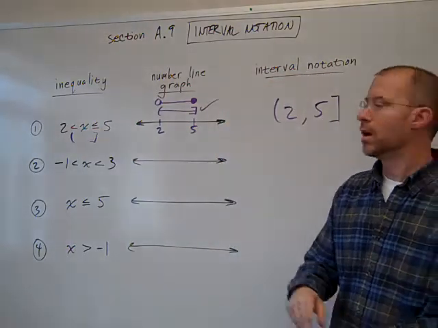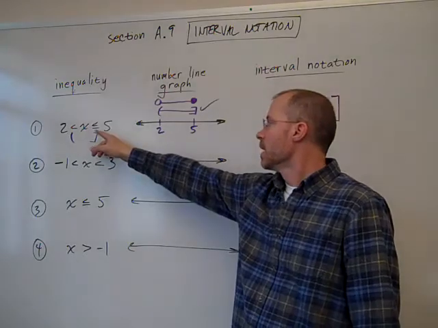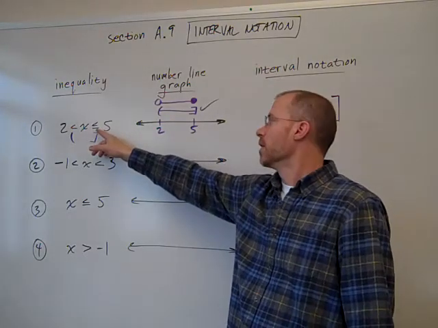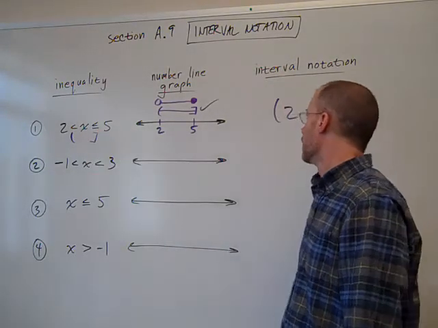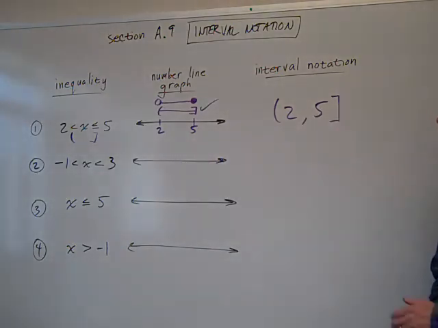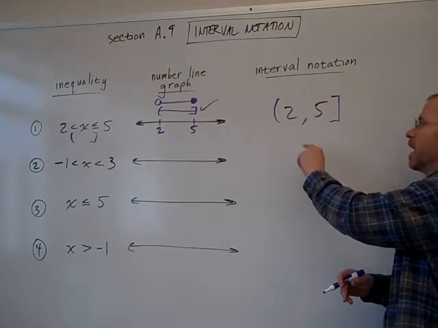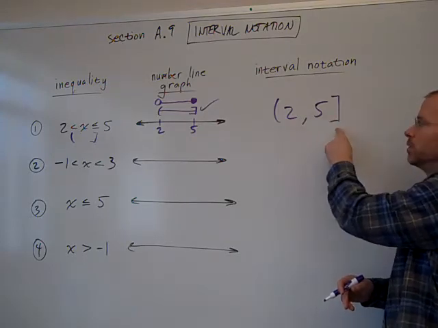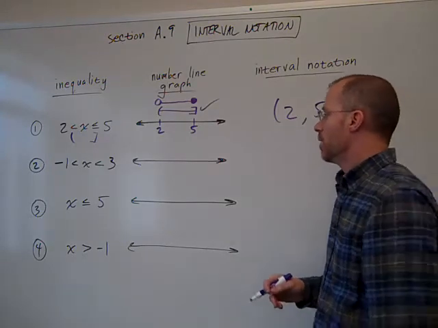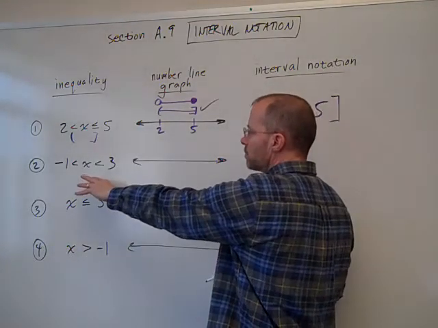That's always going to be used if there's an equality possibility in the inequality, less than or equal to or greater than or equal to. You'll see the square bracket. So that notation is just a very compact way of saying all the numbers between 2 and 5, not including 2, but including 5. So a few more examples of applying that.